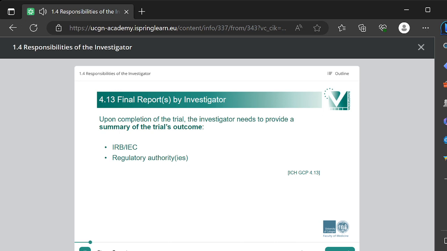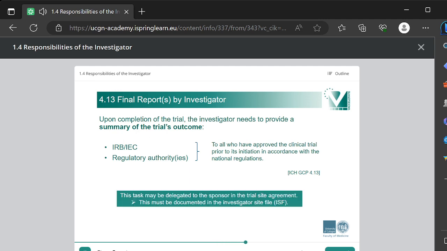After completing the trial, the investigator has to provide a summary of the trial's outcome to the ethics committee and the regulatory authorities, and basically to all who have approved the clinical trial prior to its initiation, in accordance with the national regulations. However, this task may be delegated to the sponsor in the trial site agreement. If this responsibility is transferred to the sponsor, this must be documented in the investigator site file.